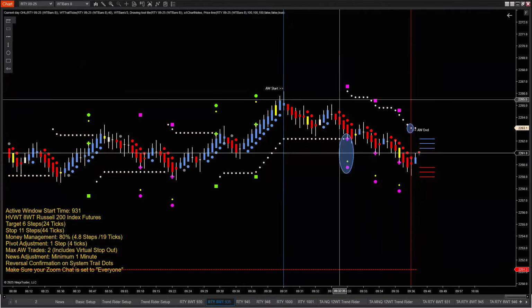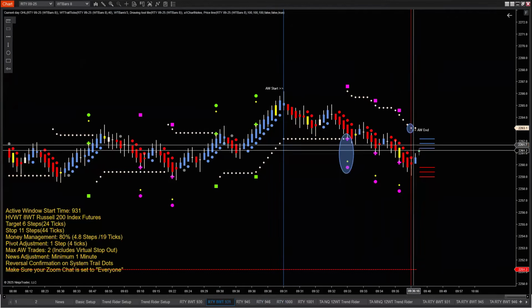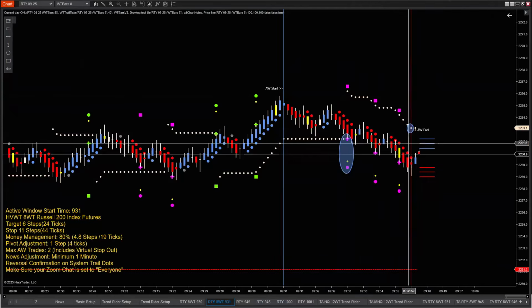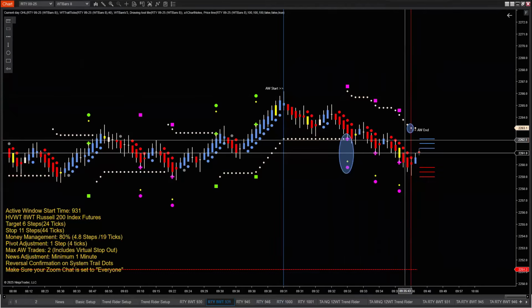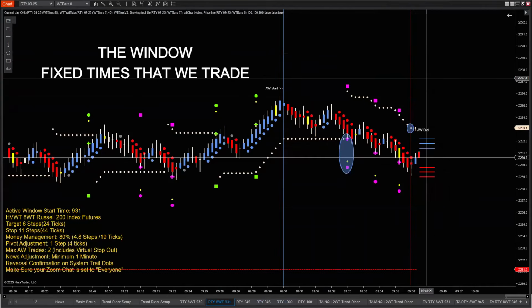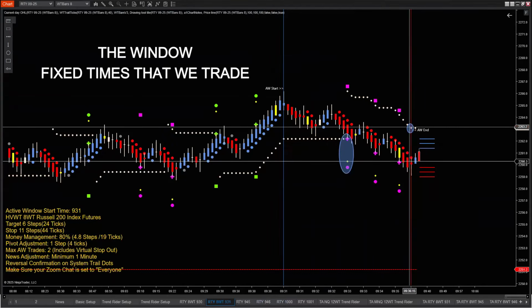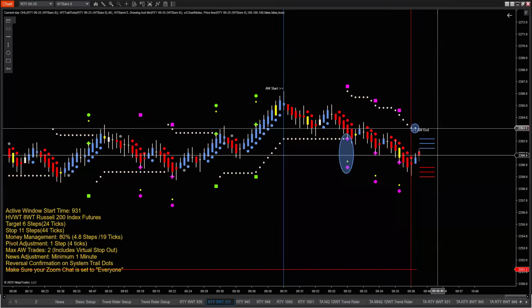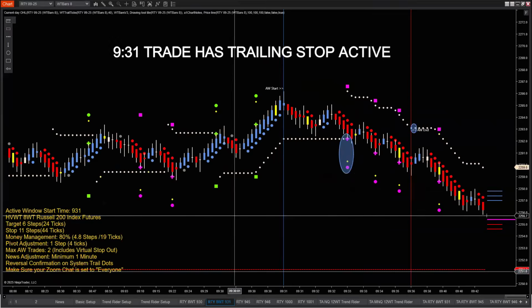I'm going to teach in just a moment, for those of you who know how, to add a closer stop for when you're trailing, to prevent some of the erosion on your prop firm accounts. The window is over. We won't take any more trades. This window is over. We did get POQ on 930 and 931. Let's see how our 931 is doing.